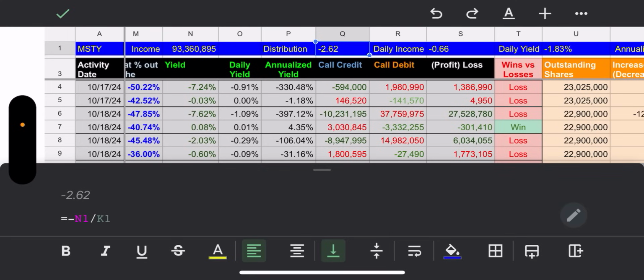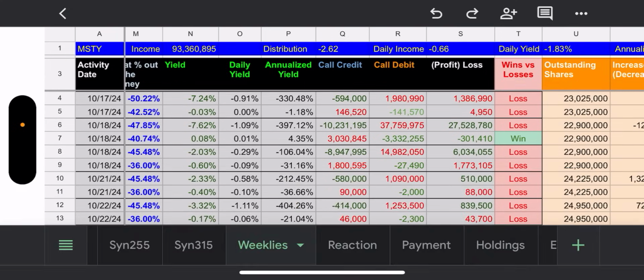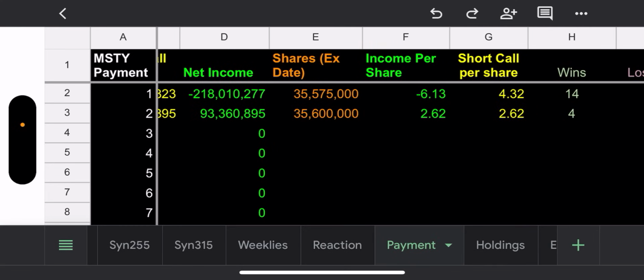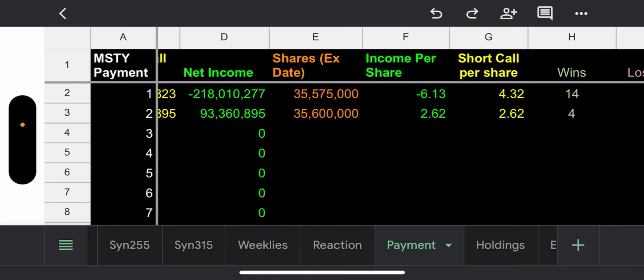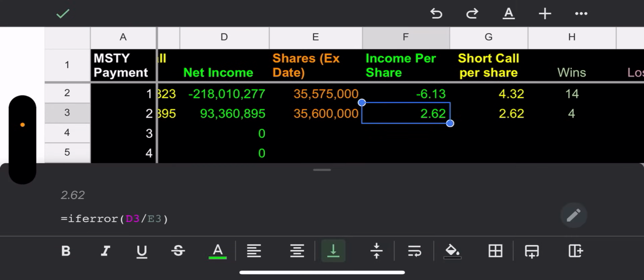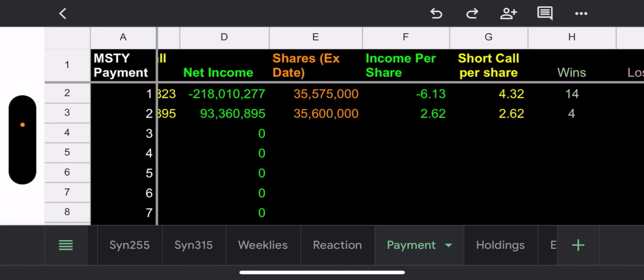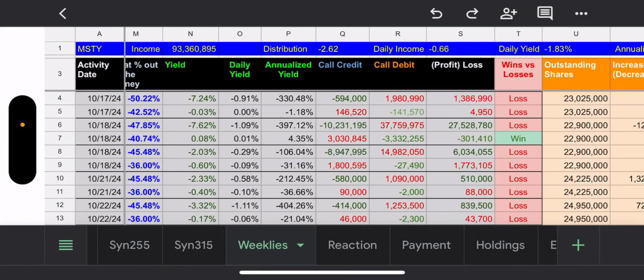Now, distribution is pretty simple. It takes the total income and it divides it by the outstanding shares. So that shows where we stand as far as the weekly trades are, how much income we made per share. And typically that amount goes into the payment tab, right? If you go to the payment tab, see this 262? That pulls from the other tab, right? So, actually, no, this is a formula here, which should match obviously to the income. It's doing the same thing essentially.